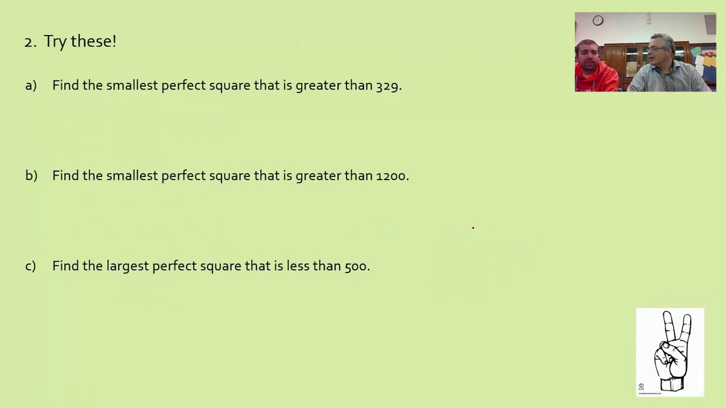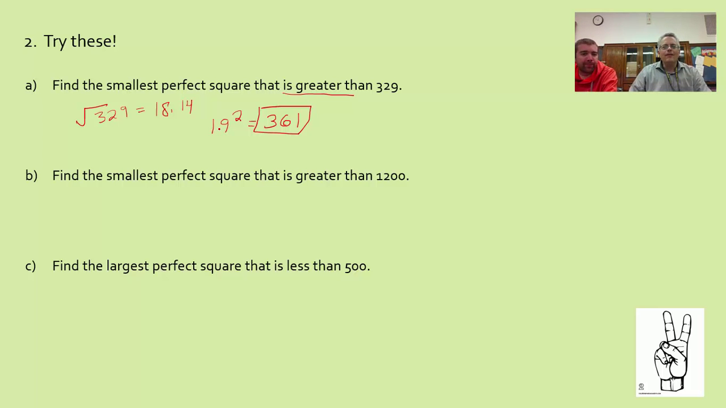So this is how it's kind of asked. Usually on the quiz it's like find the smallest perfect square that's greater than 329. So we're going to take the square root of 329, which is 18.14. And since we want the perfect square that's bigger, we want to round up. So 19 squared, which is 361. There are a whole lot of perfect squares greater than 329: 19 squared, 20 squared, 21 squared, 22 squared, etc. This is the smallest one that's still bigger than 329.